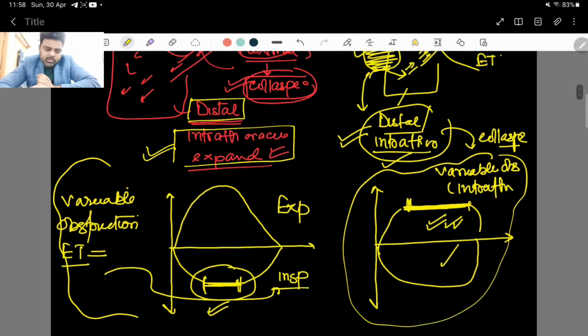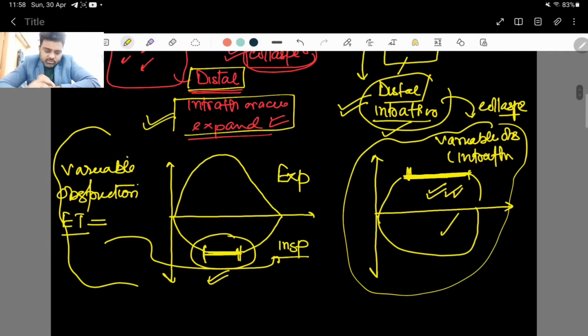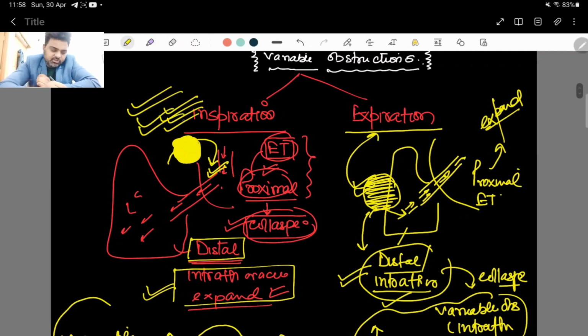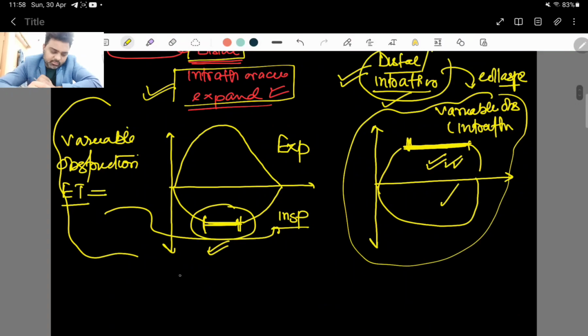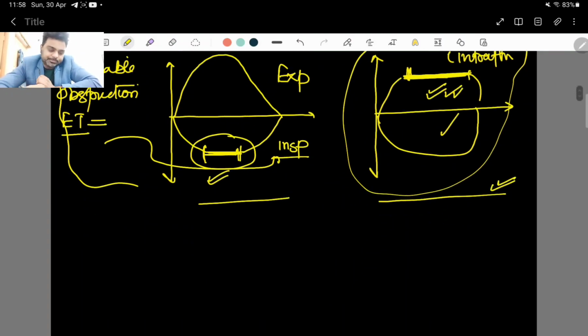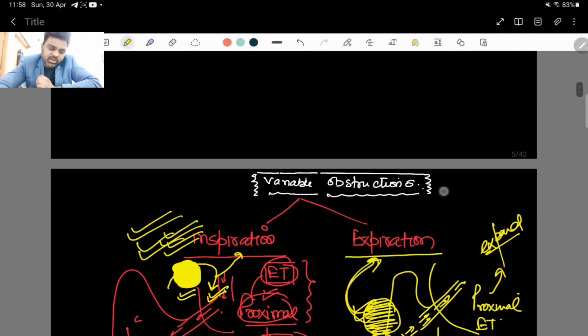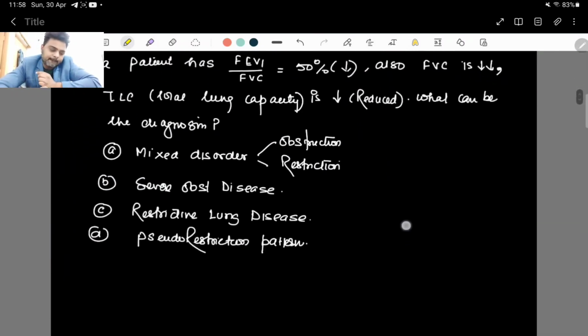Then there is a graph, but the concept behind this graph is this physiology, that extrathoracic basically affects inspiration and intrathoracic basically affects expiration. That's why we get this graph. So you have to remember this graph, or you have to know the concept. Okay. So this was regarding variable obstruction.